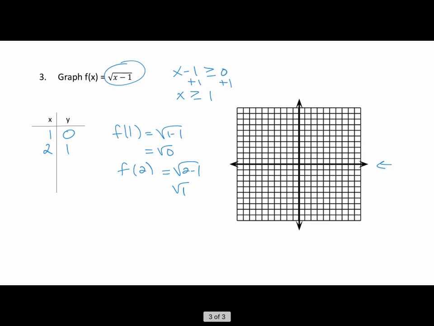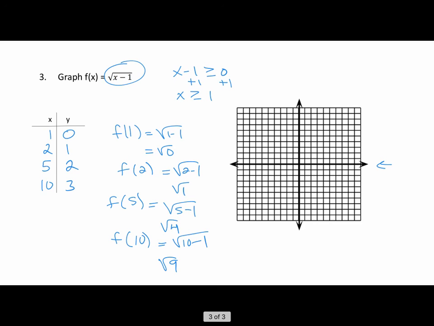Okay. 3 is something I don't want to use because then I'll have the square root of 2, and that's not something I'm going to graph. So the next perfect square will be 4, and that'll happen when x is 5. So that'll be the square root of 5 minus 1, which is the square root of 4, and that's 2. And then the next one, the next perfect square is 9, right? So what minus 1 equals 9? That'll be 10. So if I make x 10, then the square root of 9 is 3.